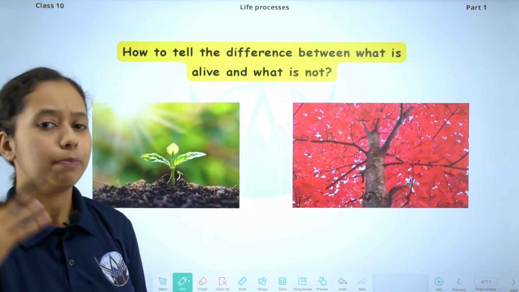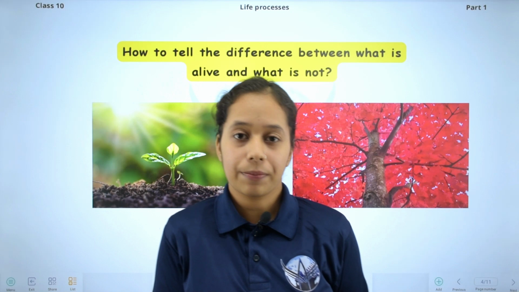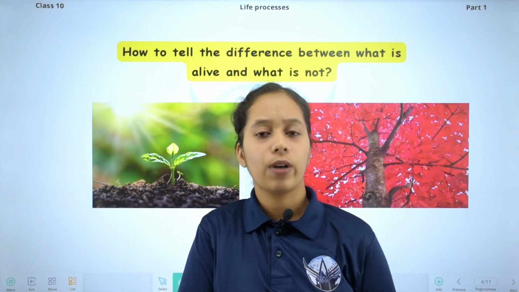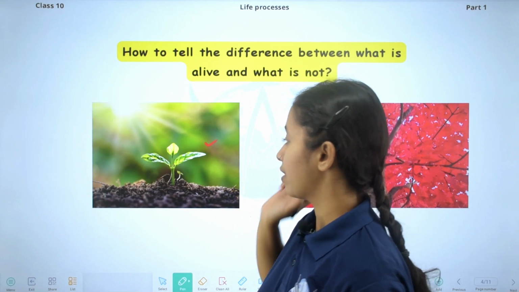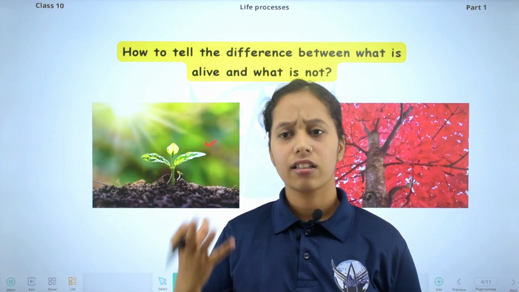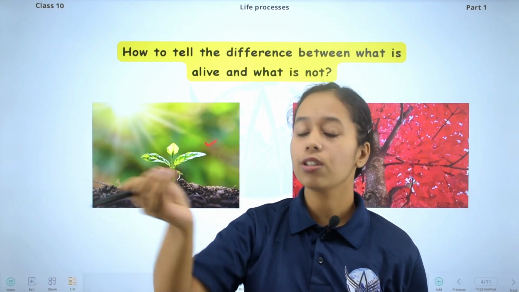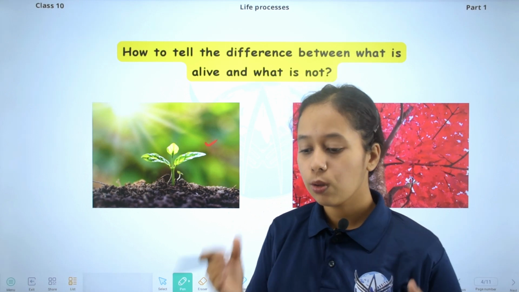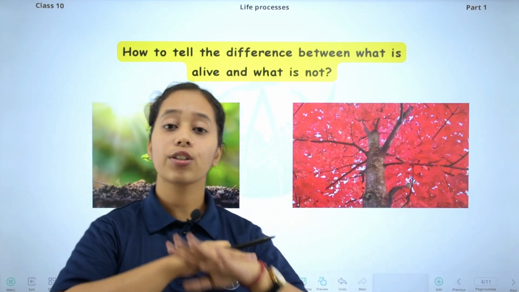How can we say that plants or trees are alive? How can we say that they are living? In such cases, one might say, "Ma'am, a plant has green leaves, and since a plant has green leaves, that plant is alive." Then I would counter-question that particular student: what if the plant or the tree has leaves which are not green?